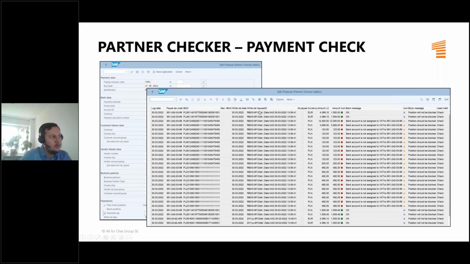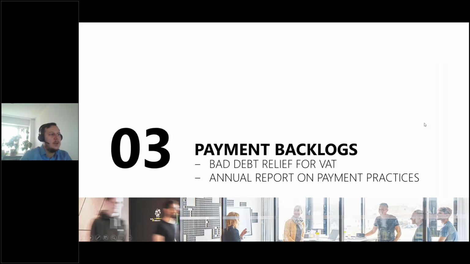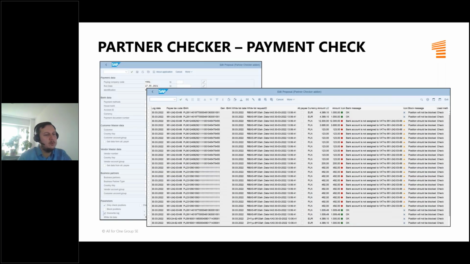You will do the payment. You see also the ID to this bank account, to this VAT ID number, and those bank accounts are not assigned. So maybe you should block it for later processing in the payment proposal. And this payment block could be simply done by the system.